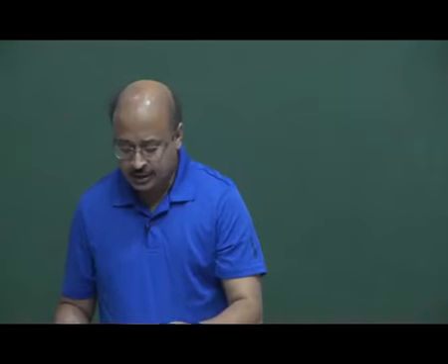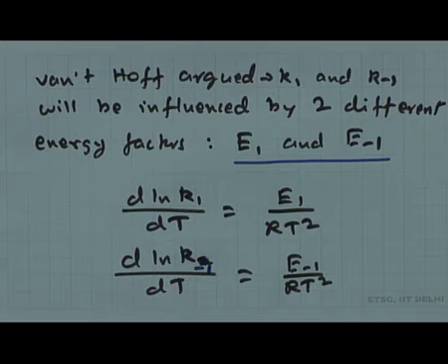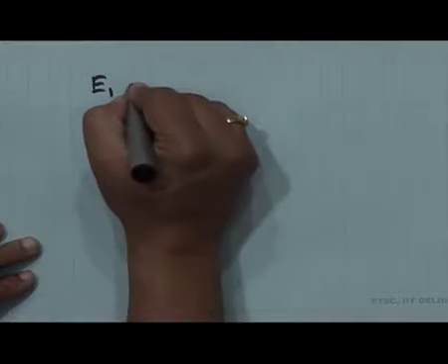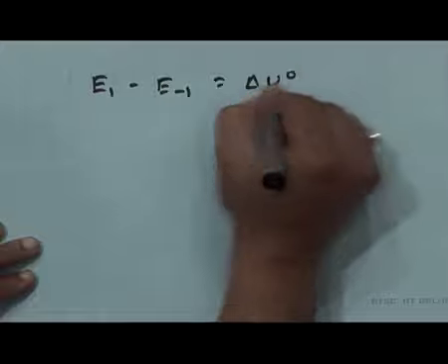Having said this, he then said that based on this, I should also be able to write that E1 minus E minus 1 is equal to ΔU⁰.